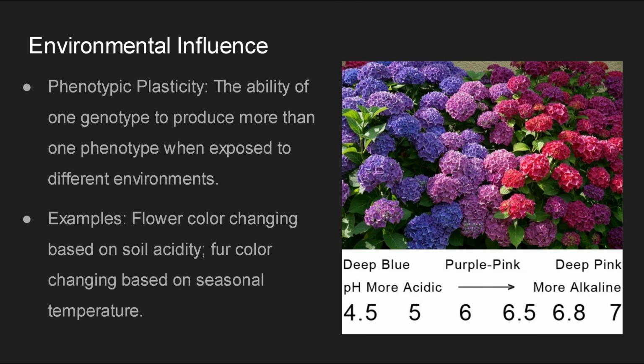Additionally, your DNA isn't the only thing in charge of your looks. Phenotypic plasticity is the ability of one genotype to produce different phenotypes depending on the environment. A classic example is a hydrangea plant. The same genetic individual will produce blue flowers in acidic soil, but pink flowers in alkaline soil. The genes remain the same, but the environmental pH can change how these genes are expressed and produce a different phenotype depending on the soil quality.